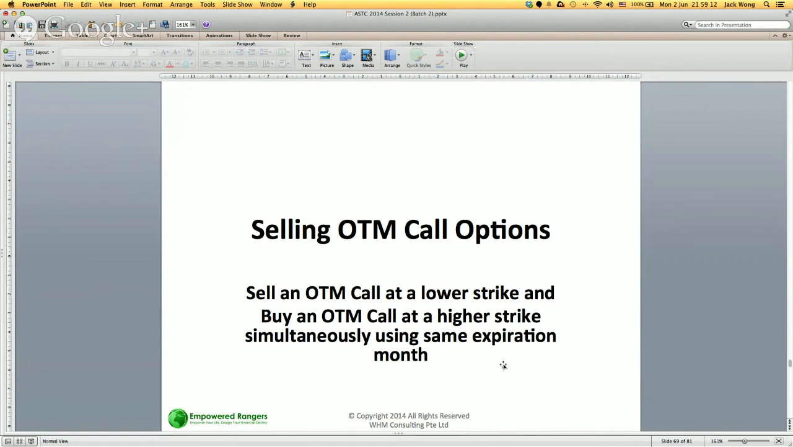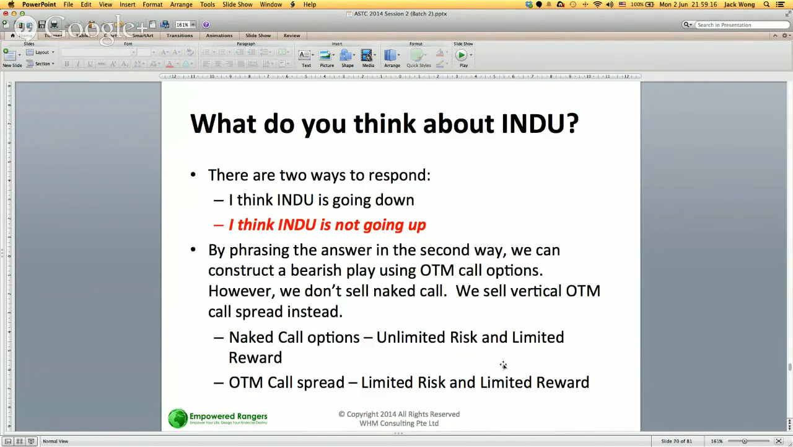So the question that I ask is, if I'm looking at Dow Jones giving me that scenario on 23rd of Jan, I can say 2 things. One is I think Dow Jones is going down. Second thing is I think Dow Jones is not going up. By asking the question in the second way, that is how I can generate the strategy.